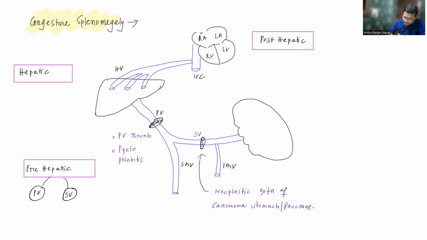Then we'll discuss the hepatic causes. Basically, cirrhosis. Liver cirrhosis will cause intrahepatic occlusion of the sinusoids that will ultimately lead to increased pressure in the portal vein. So basically, all the causes of cirrhosis can cause increased portal vein pressure. That is known as portal hypertension.